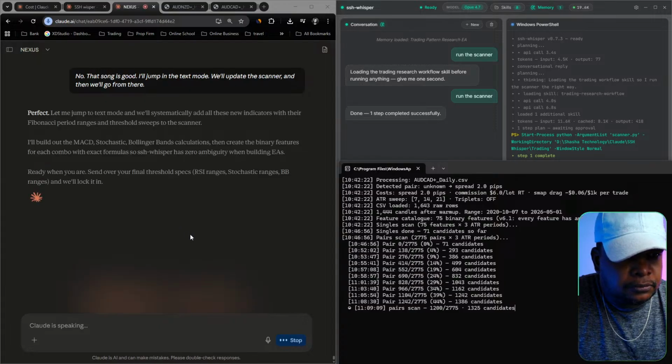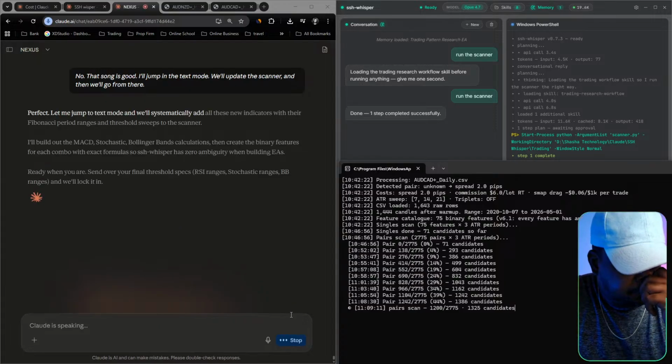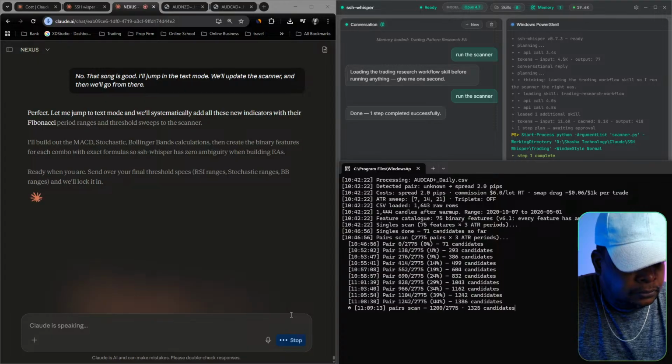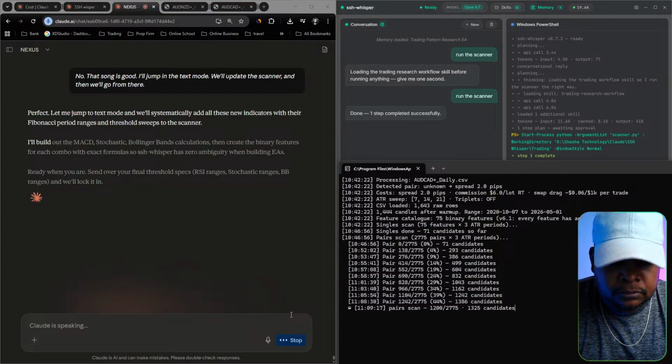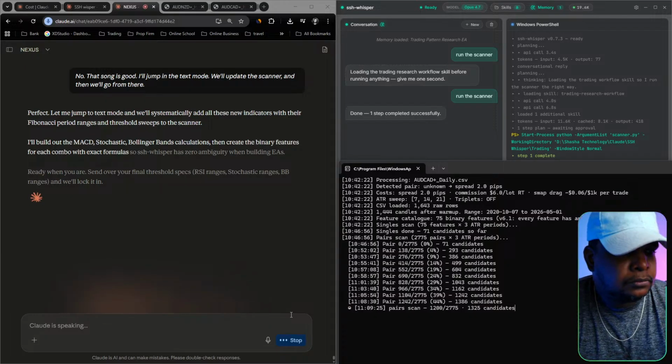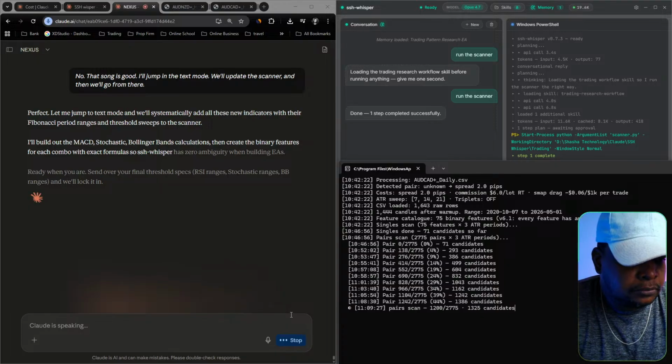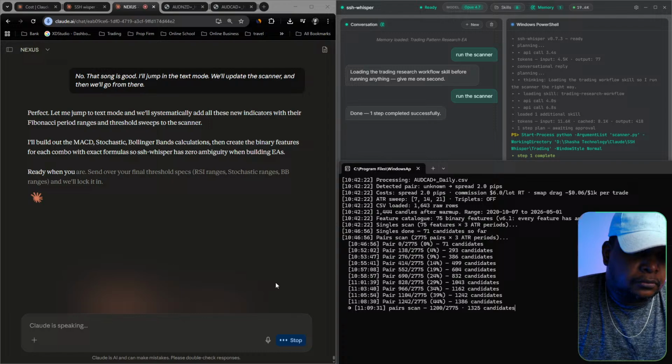Perfect. Let me jump to text mode and we'll systematically add all these new indicators with their Fibonacci period ranges and threshold sweeps to the scanner. I'll build out the MACD, stochastic, and Bollinger Bands calculations, then create the binary features for each combo with exact formulas, so SH Whisper has zero ambiguity when building EAs. Ready when you are. Send over your final threshold specs, RSI ranges, stochastic ranges, BB ranges, and we'll lock it in.